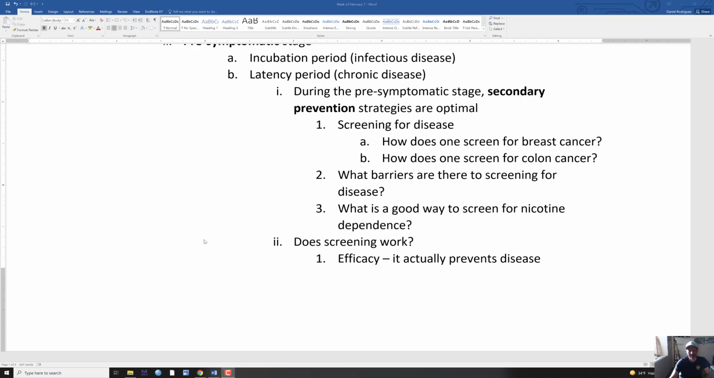What's a good way to screen for nicotine dependence? It's tough, especially for individuals who are not smoking a lot, right? Or not utilizing nicotine to a great deal. So surveys are probably the best way, asking the right kind of question.